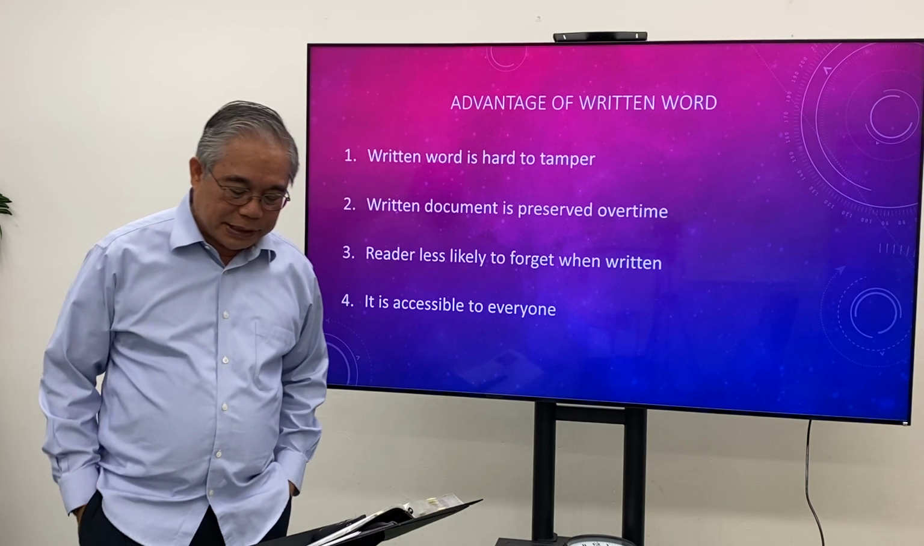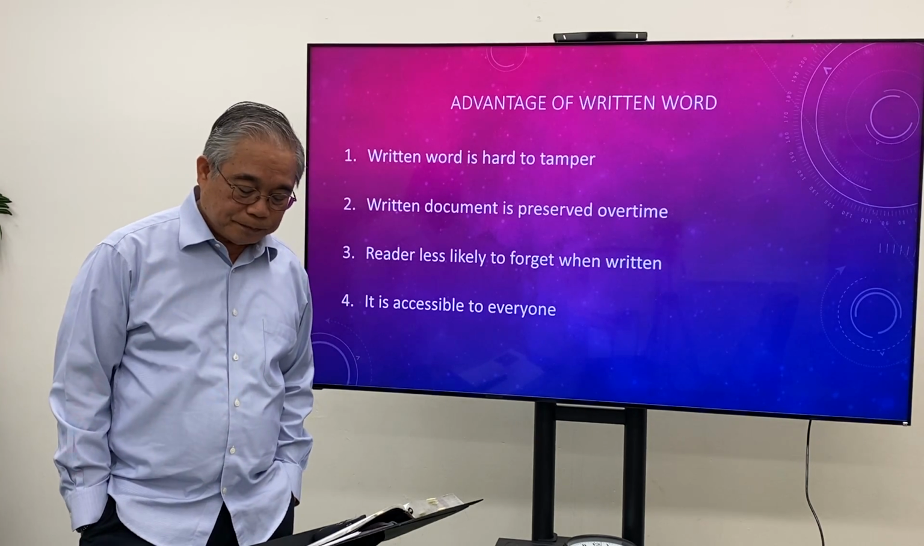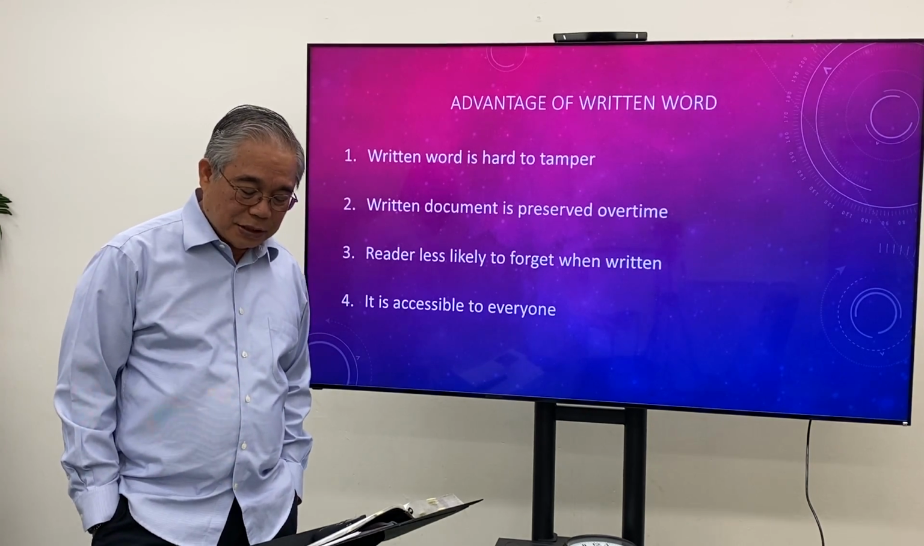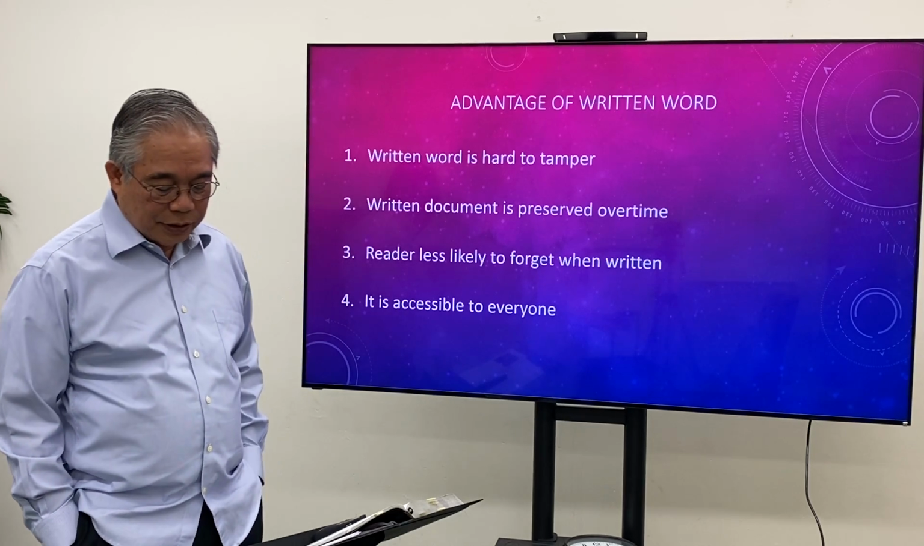The oral and written communications are both valuable though. That's why preaching still works. There is value in both.